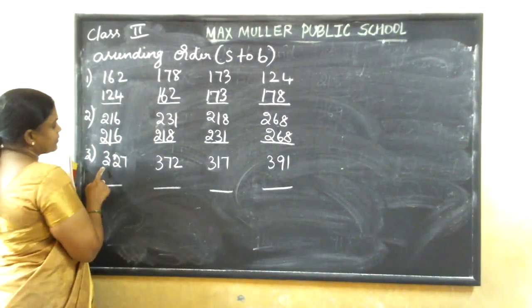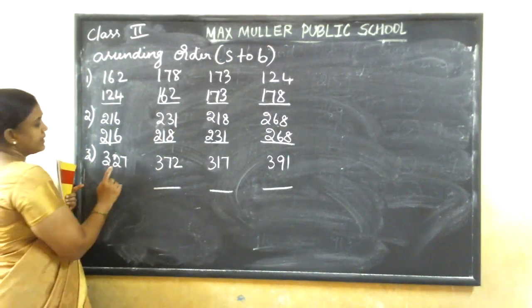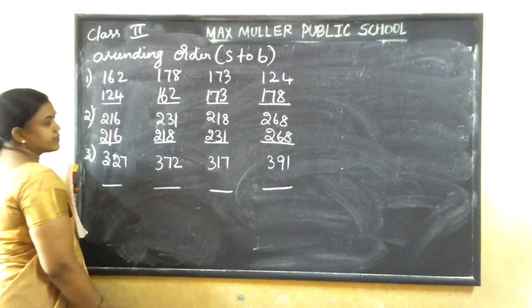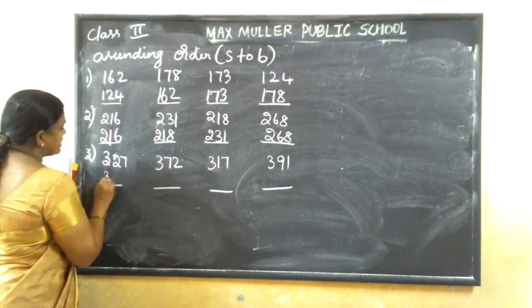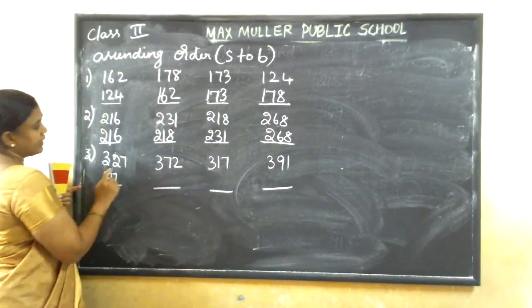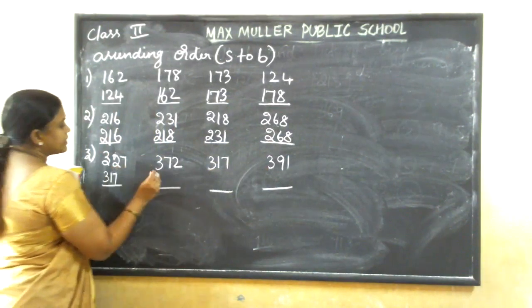See the hundreds place, here also 3, 3, 3. Now see the tens place, 2, 7, 1, 9. Which one small number? 317. Leave this number. See the other 3 numbers are there. 2, 7, 9. Which one small number? 2 is the small number.